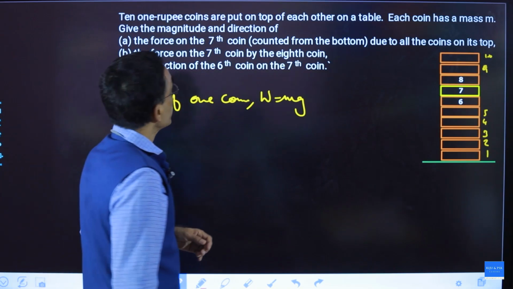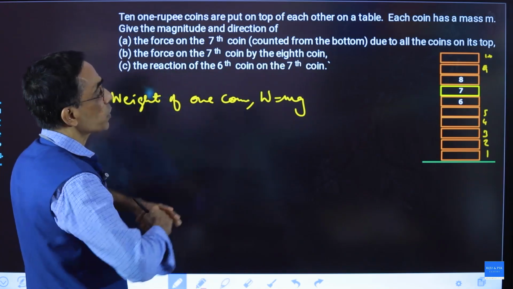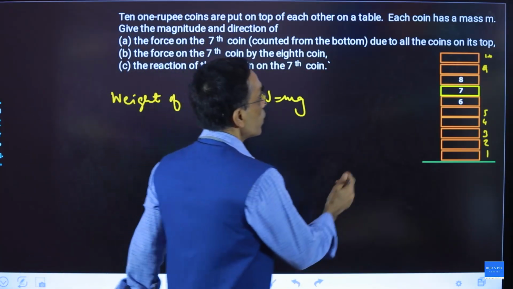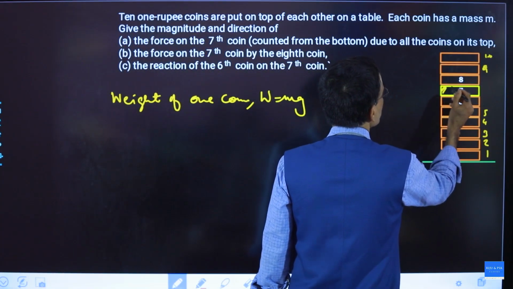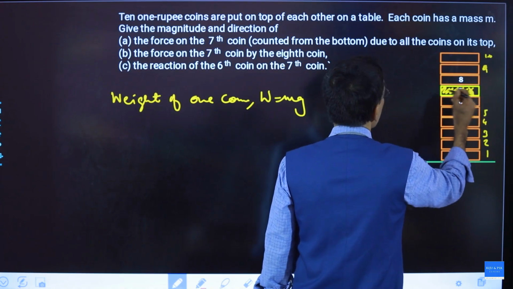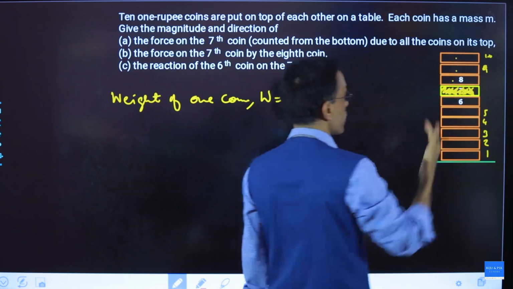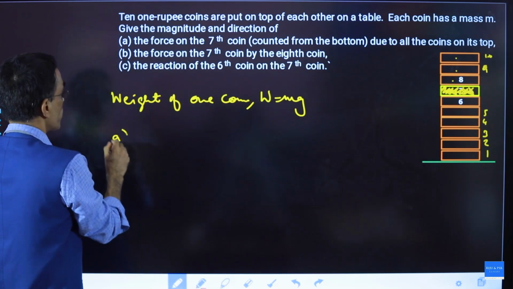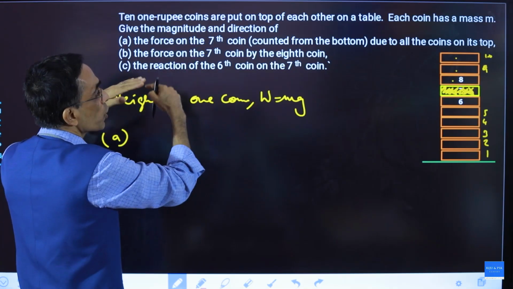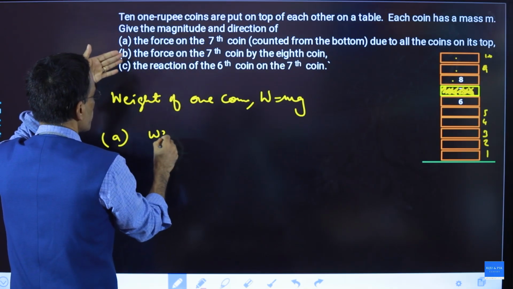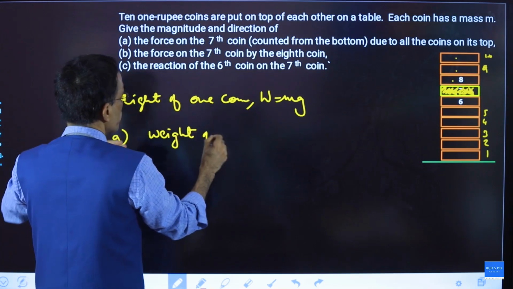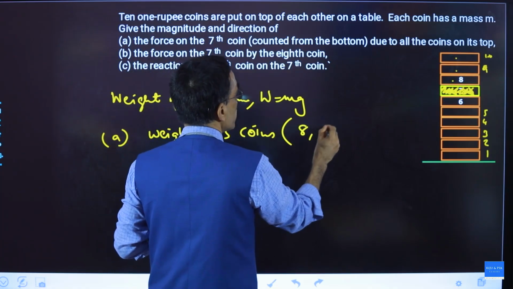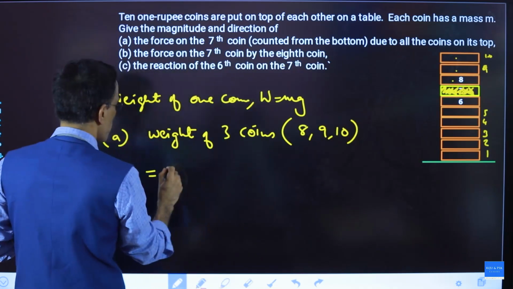Okay. Now, what is asked? The force on the 7th coin counted from the bottom due to all the coins on its top. Look at the 7th coin. This is the 7th coin. And how many coins are there on the top? There are 1, 2, 3 coins. So, the weight of 3 coins will press this 7th coin. So, the answer to question A is very simple. The force on the 7th coin due to all the coins on the top is the weight of the 3 coins on the top, which are 8, 9 and 10, and that should be equal to 3 mg.